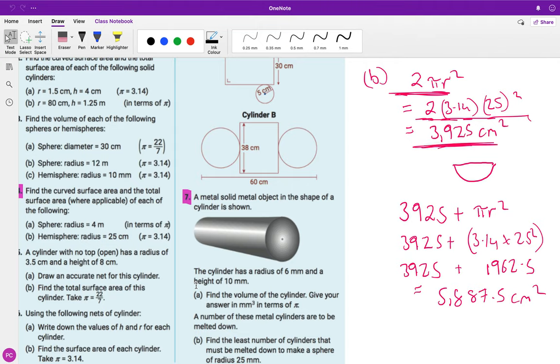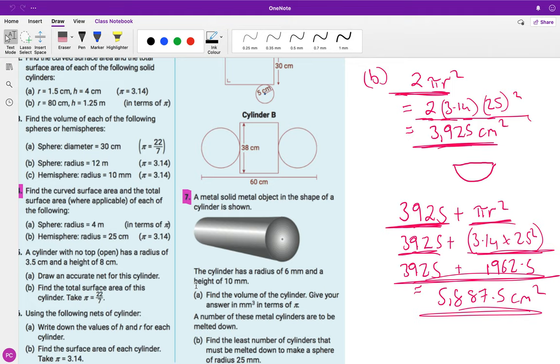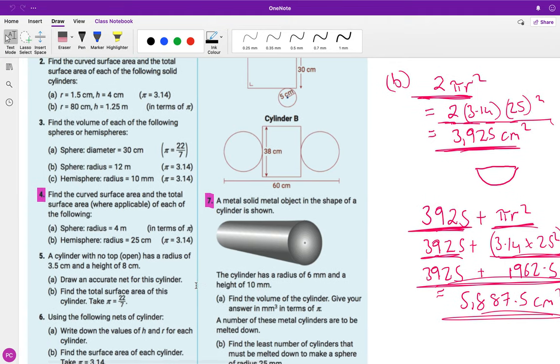But to find total surface area, I need the curved surface area, which I worked out, the curvy bit. And I need the flat bit on top, which is a circle if you're looking down at it, so it's pi r squared. So I get curved surface area plus pi r squared. I work that out, add the two of them together, and I get 5887.5 centimeters squared. Okay, that's question four.